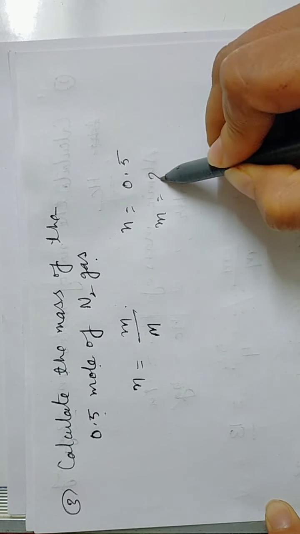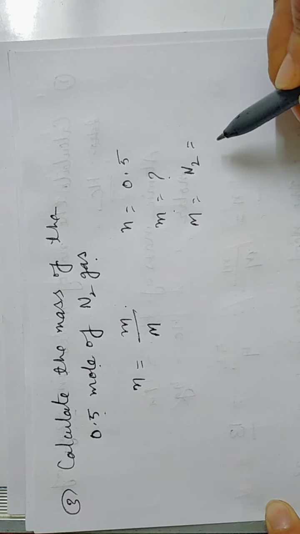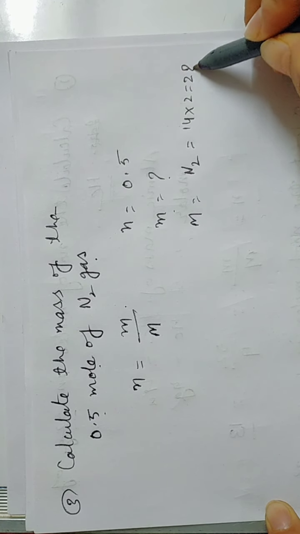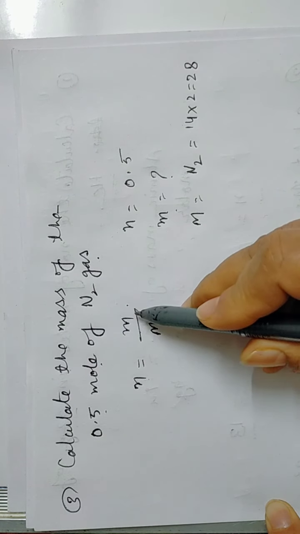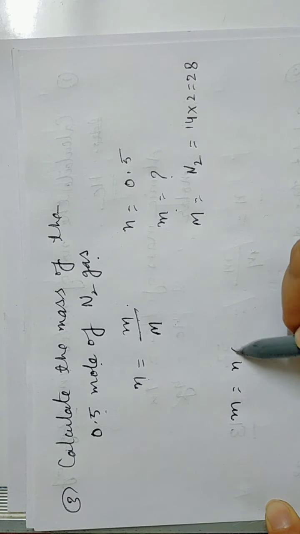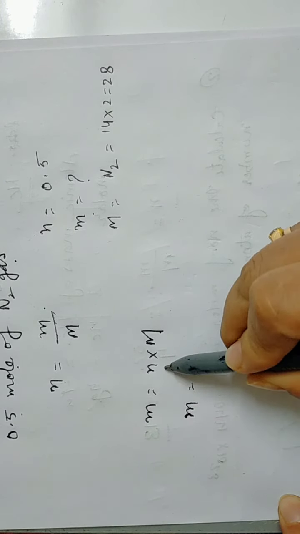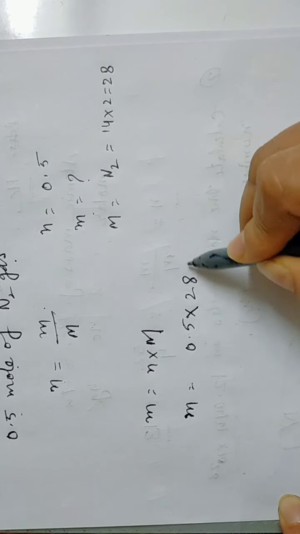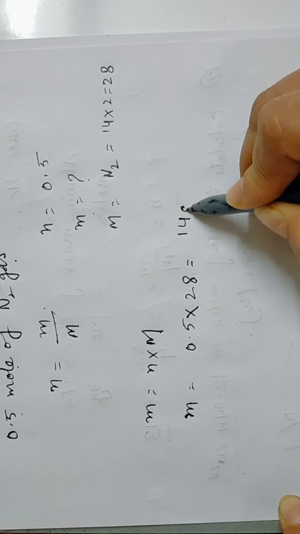The given mass is not given, which we have to find out, and the molar mass of nitrogen gas is what? What is the atomic mass of nitrogen? 14 multiplied by 2, that is 28. Now change the formula. n is equal to small m upon capital M. We have to find small m, so small m is equal to n multiplied by capital M. Now put the values: mass is equal to number of moles, 0.5, multiplied by molar mass, 28, and when we solve it we get 14. This is the mass, so we put the unit, that is gram.